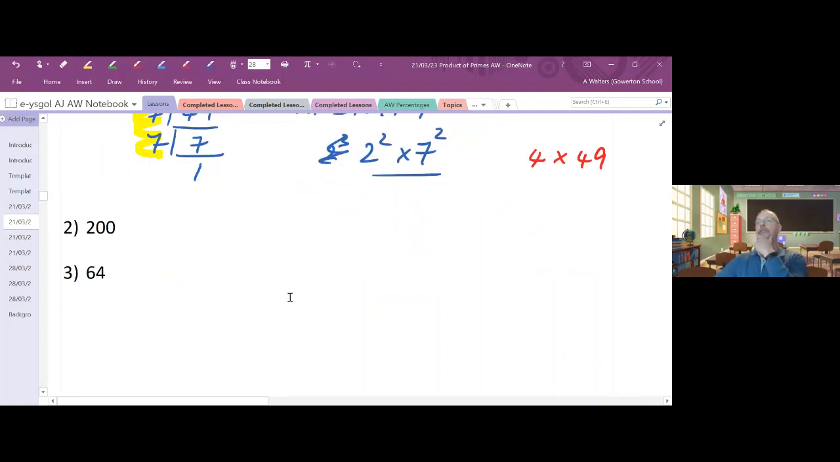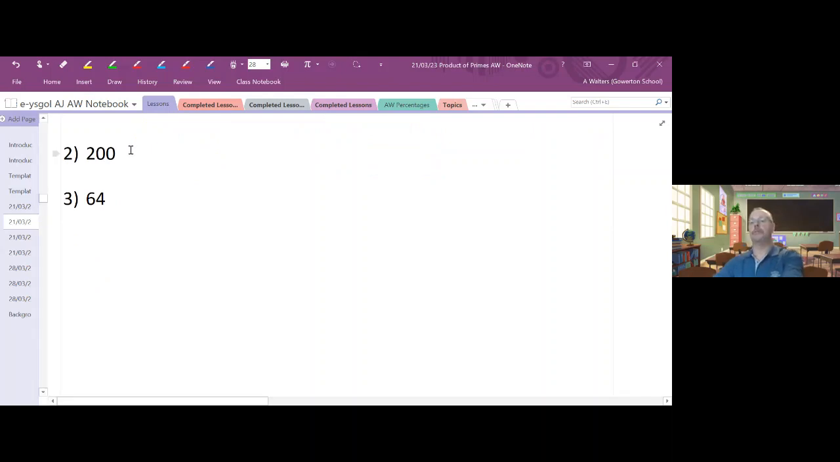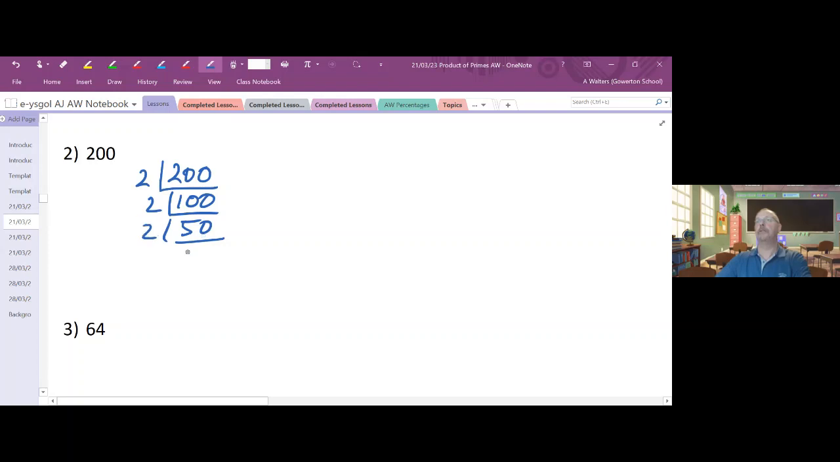The next value is 200, so I'll show you the solution here. You can divide that by 2 because it ends in 0, and again, and again. This doesn't end in 2, 4, 6, 8 or 0, so I've finished with 2. 3 does not divide into 25. The next prime number is 5. So 5 goes into 25 5 times, and 5 goes into 5 once.